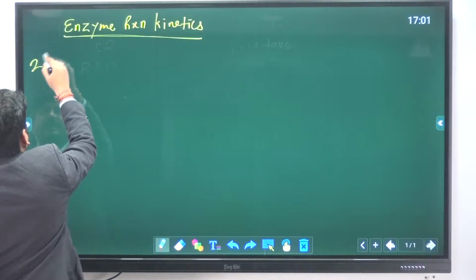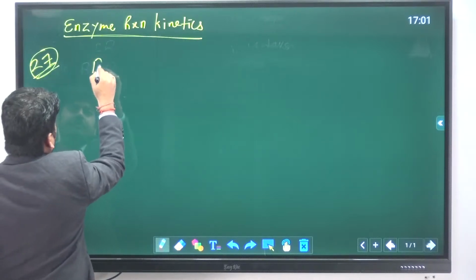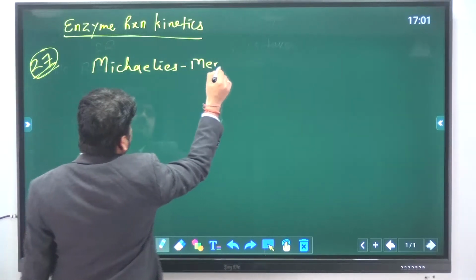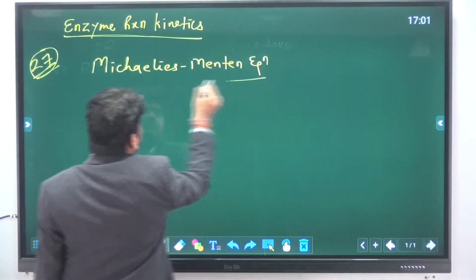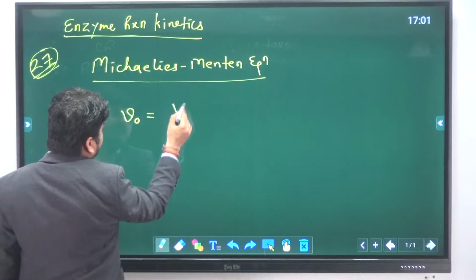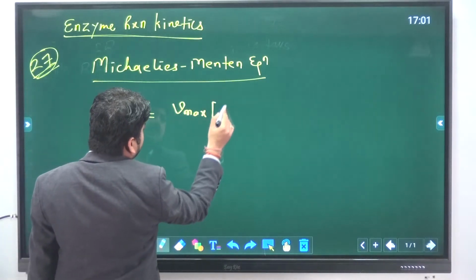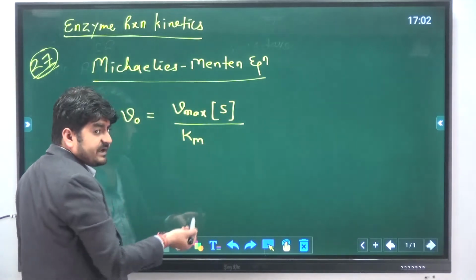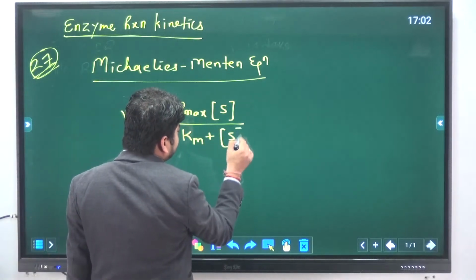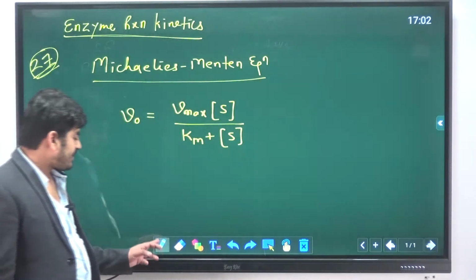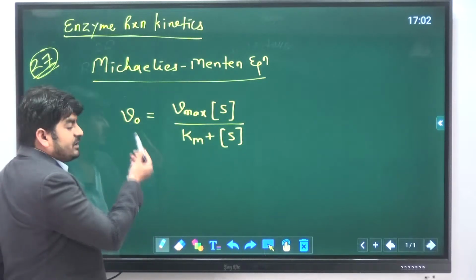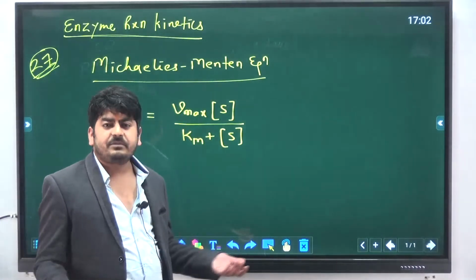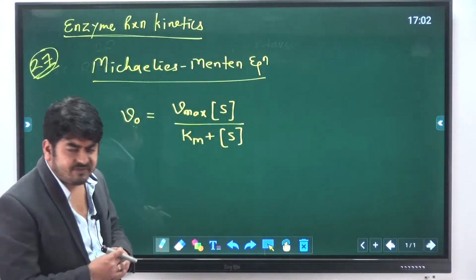Enzyme reaction kinetics: if you know the Michaelis-Menten equation, that was V naught equal to V max times the concentration of substrate S over Km, that is the Michaelis-Menten constant, plus S, where V naught is the velocity of the reaction, or you can say rate of the reaction, doesn't matter. Vmax is the maximum rate or velocity of the reaction.